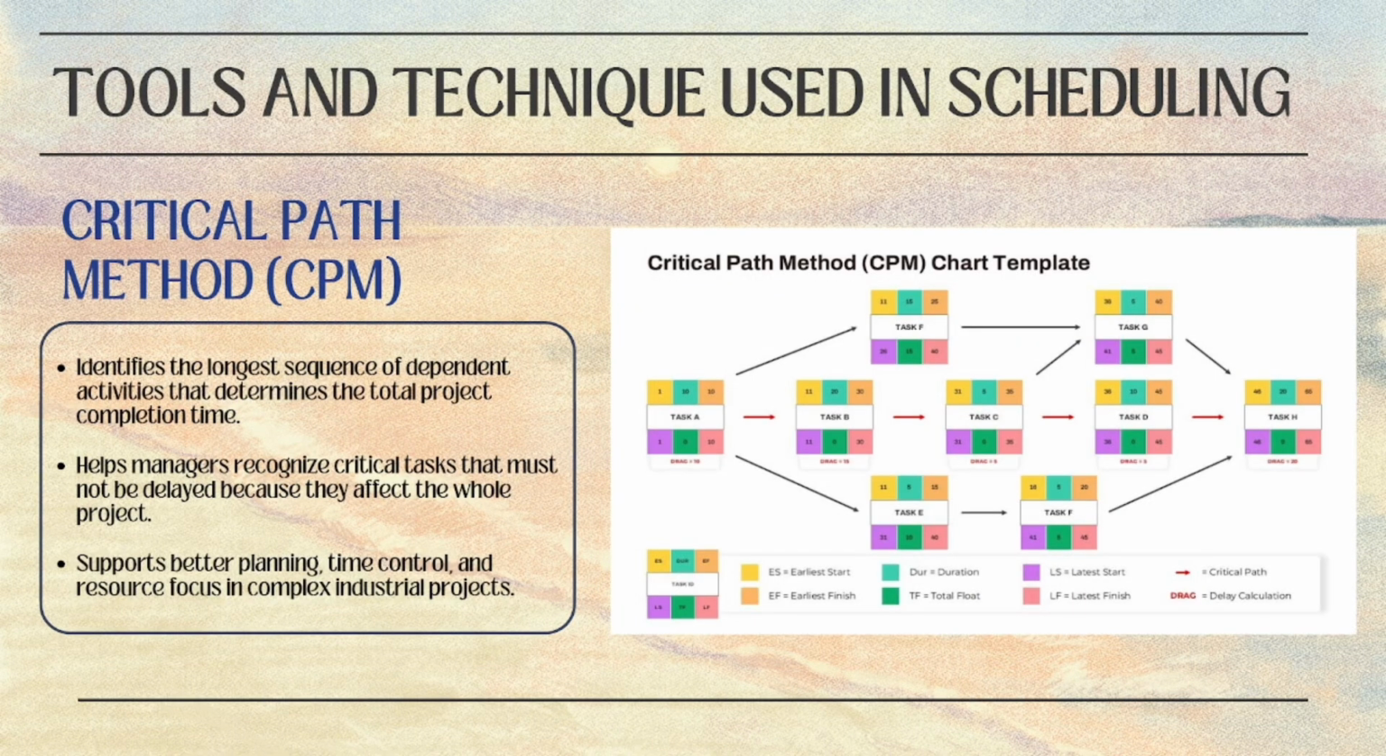The second one is critical path method, CPM. This is an example image for the CPM. So what does CPM do? CPM identifies the longest sequence of dependent activities that determines the total project completion time. Secondly, CPM helps managers recognize critical tasks that must not be delayed because they affect the whole project. Lastly, CPM supports better planning, time control, and resource focus in complex industrial projects.